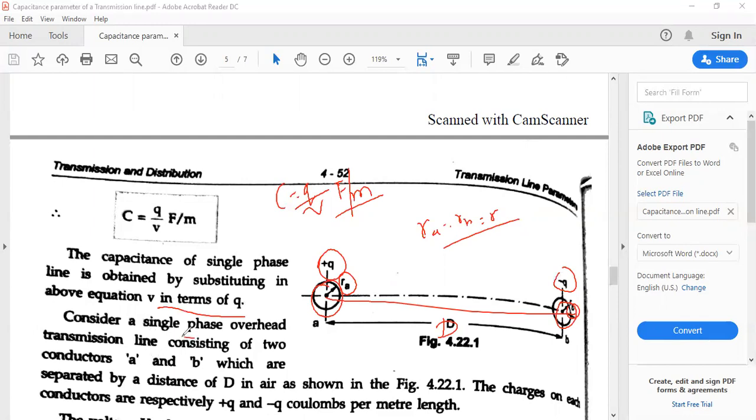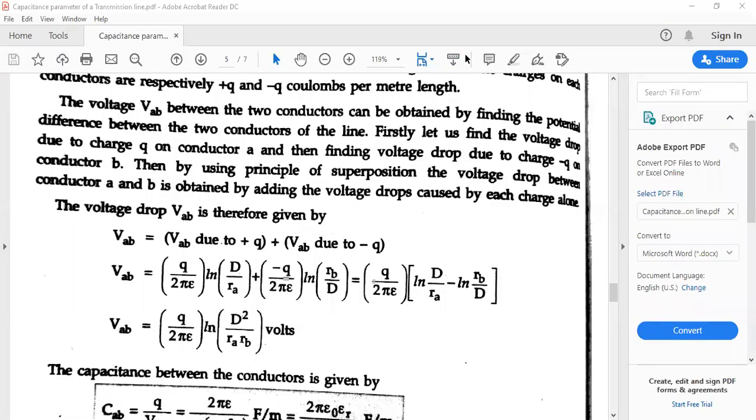If I consider a single phase OHTL, that is overhead transmission line, you have two conductors, say A and B, which are separated by a distance D. Once I talk about the charge, it is the plus Q and the minus Q charge which is present there. These are the charges in A and B: plus Q on conductor A, minus Q on conductor B.